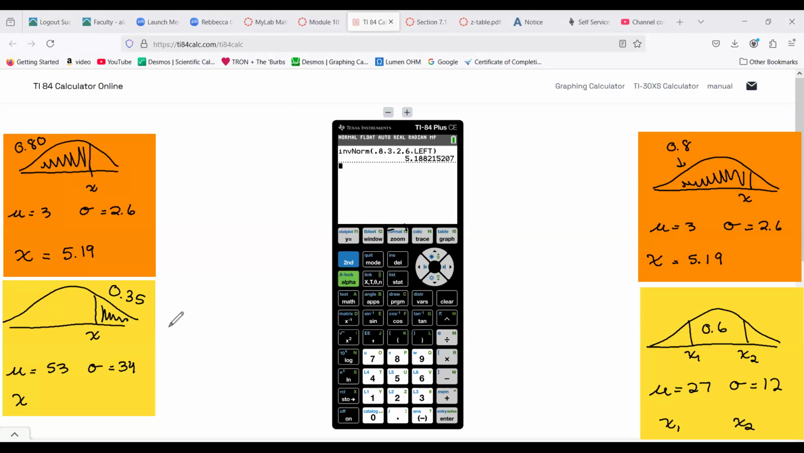Okay, so for this problem, where we're looking for the upper 35%, if I need my area to the left, this is going to be 1 minus 0.35. So this would be 0.65 over here. That is the area to the left. So second VARS, number 3, we're going to put in 0.65. Our mean now is 53, and my standard deviation is 34. We're still just doing to the left. And what we get is that X, in this case, would have to be 66.10.